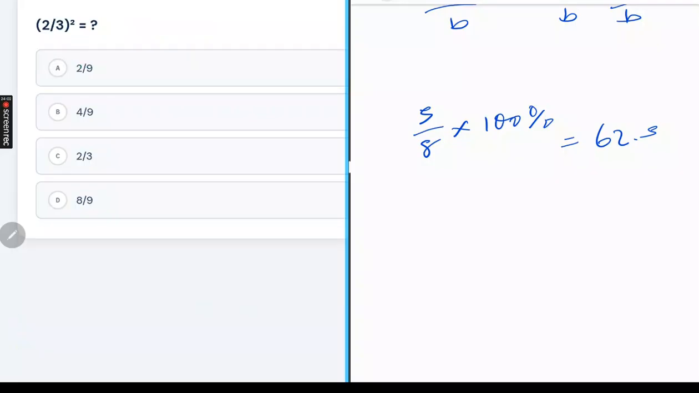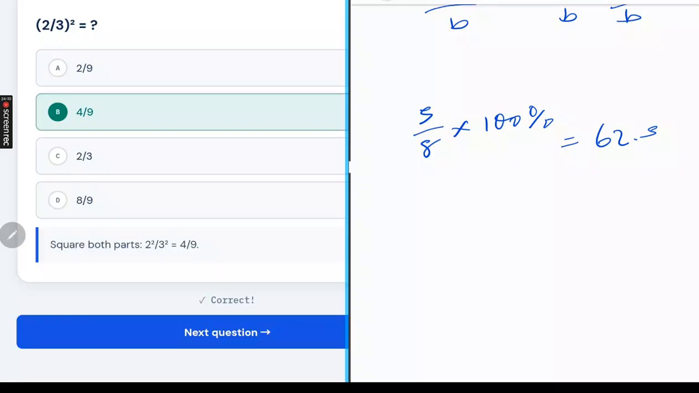Next one. 2 over 3 all squared. Remember, we square everything. We square 2, 4, we square 3, 9. 4 over 9.